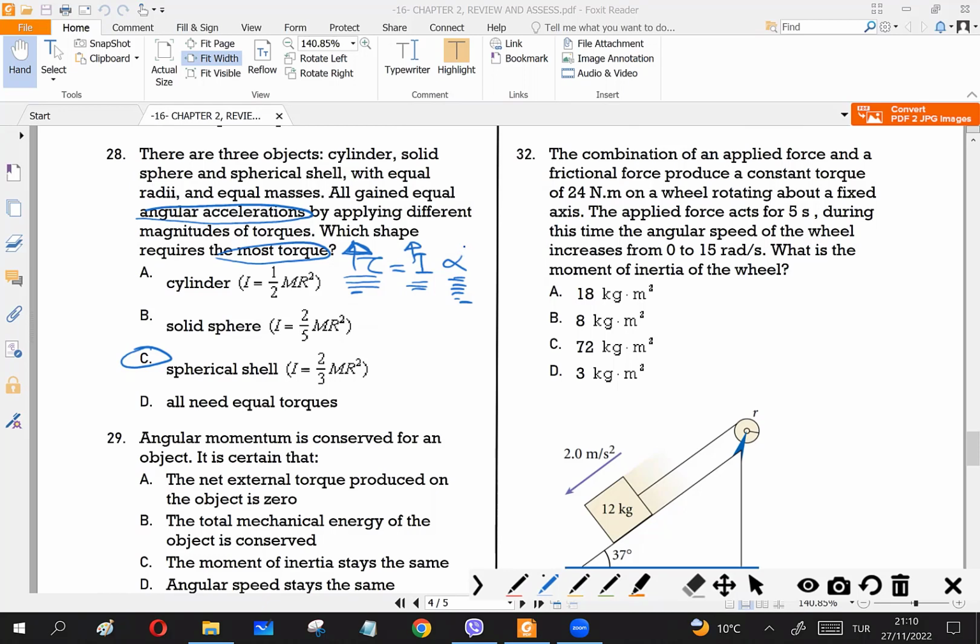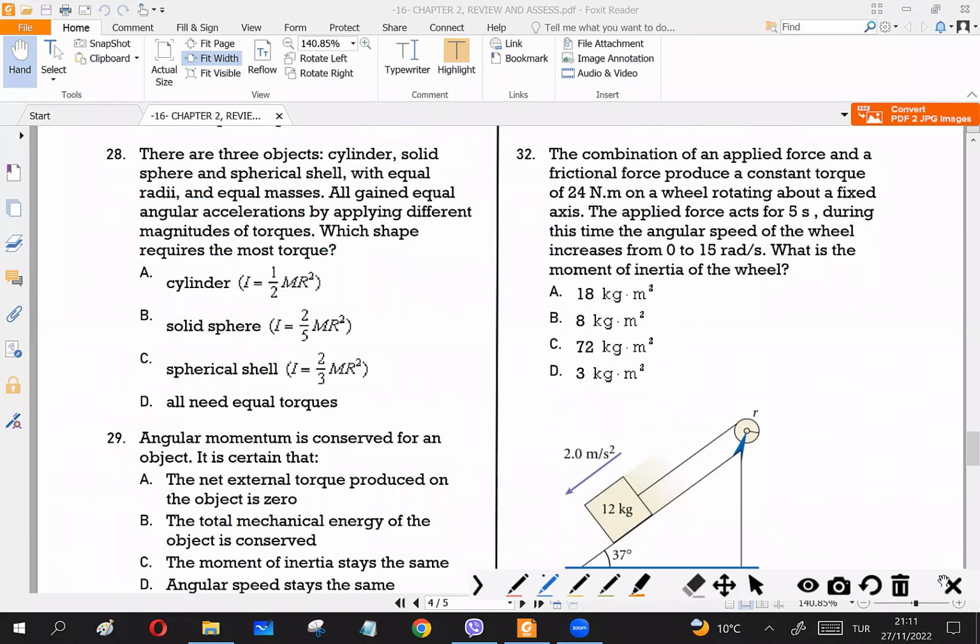Mathematically, it's so clear because the question says that they have equal angular accelerations, and the alphas are the same for all. Then you will check that the one with the greater moment of inertia requires more torque. The one with the greatest moment of inertia requires the most torque. So the spherical shell has the greatest moment of inertia in here, because 2/3, which is 0.66. This is 0.4. This is 0.5. So that's why the spherical shell requires the most torque to accelerate at the same acceleration as the others.